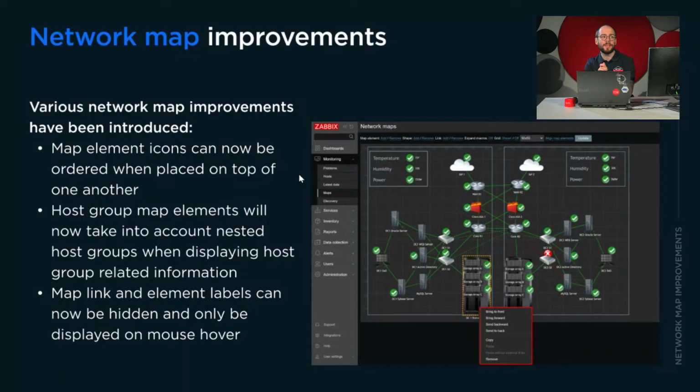Host group map elements will now take into account nested host groups when displaying host group related information. So improvements to how host group information for host group elements is displayed. And map link and element labels can now be hidden and only be displayed on mouse hover. So only when you scroll with a mouse over an element, its label can be displayed. So hidden by default, just to make the map a bit cleaner looking, but once you hover over with your mouse, it'll be displayed. So this is for those who are looking for a cleaner view of their maps.